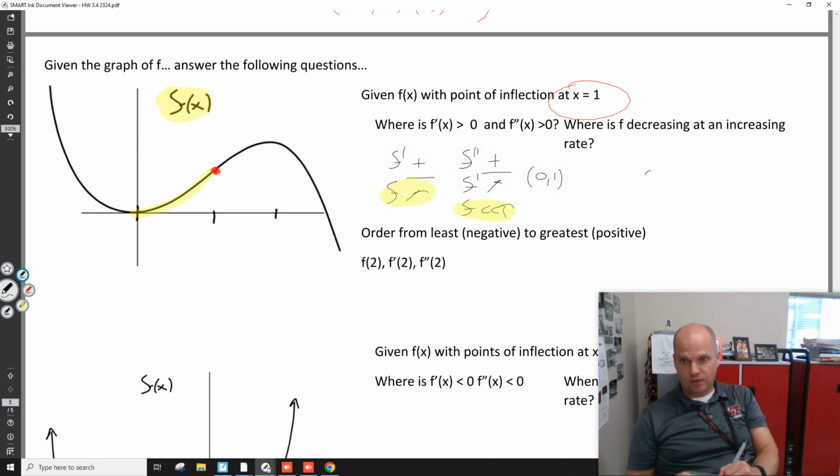When is F decreasing, but F's rates increasing? Again, this is the one that people get screwed up on because they think decreasing at an increasing rate means that. It's actually not true.